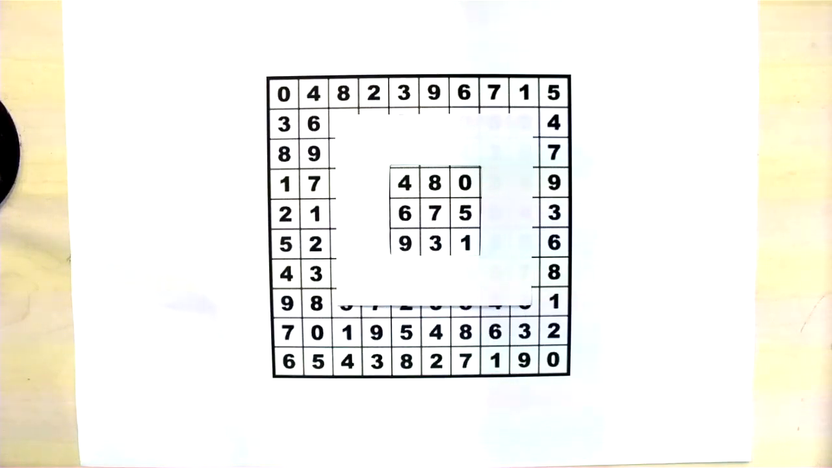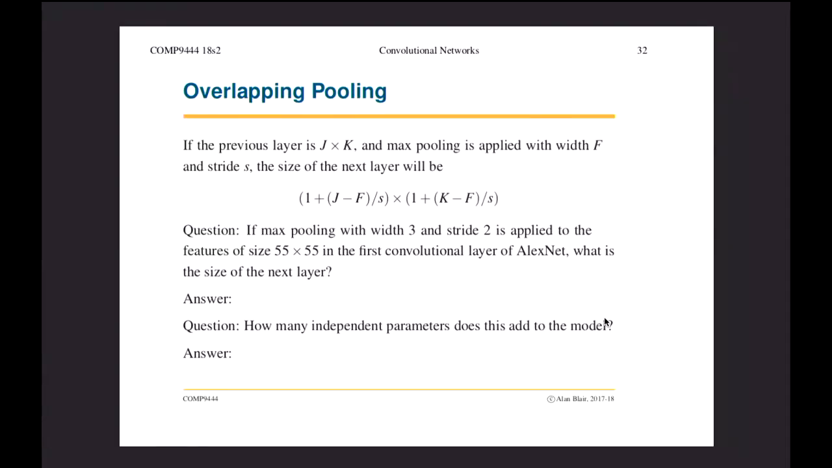But apparently in this particular context it somehow gave good results. And these are just parameters that people fiddle with, and it may depend on what other things are going on with your architecture. So it was max pooling with width 3 and stride 2.